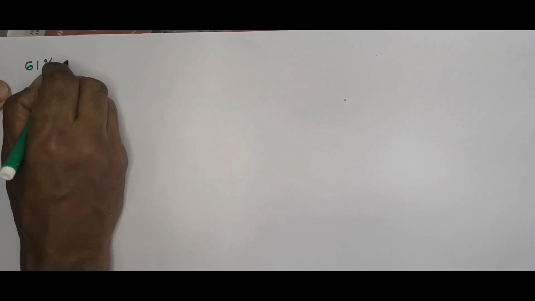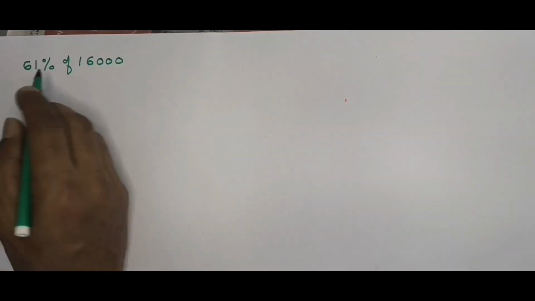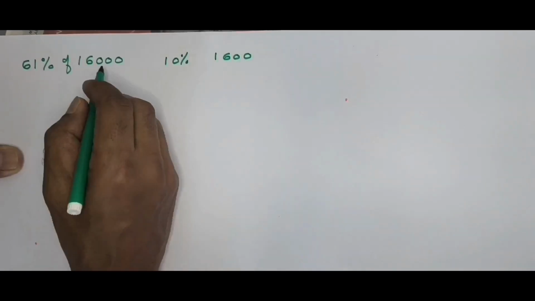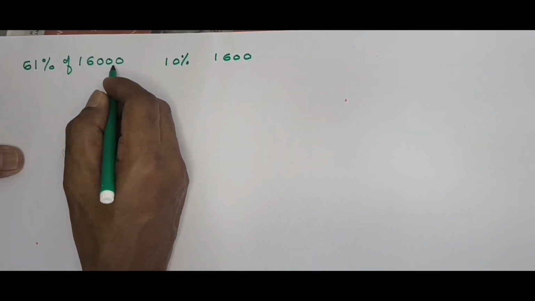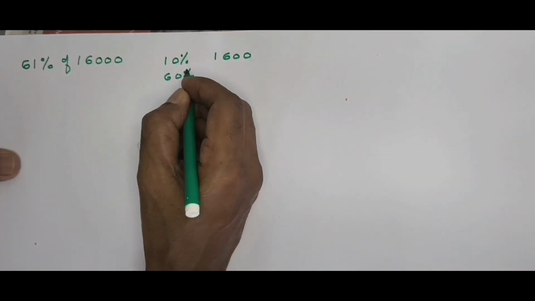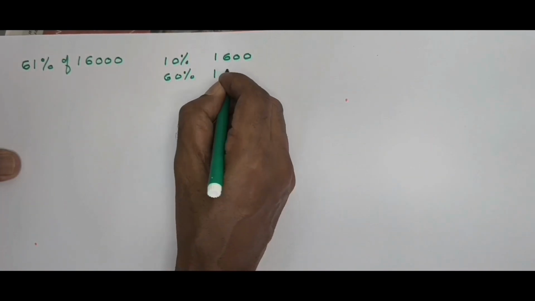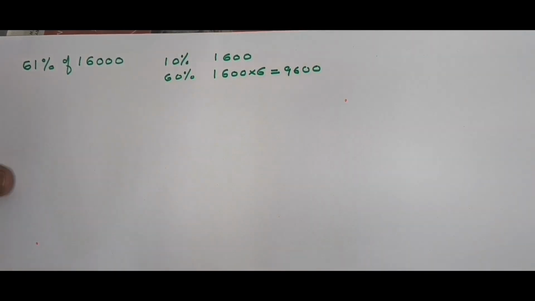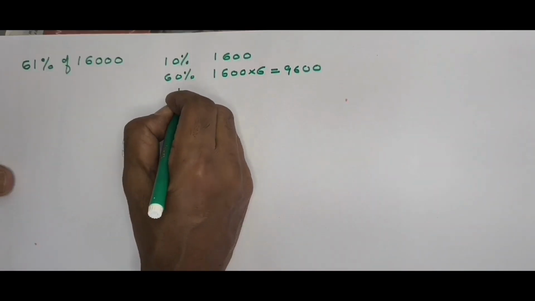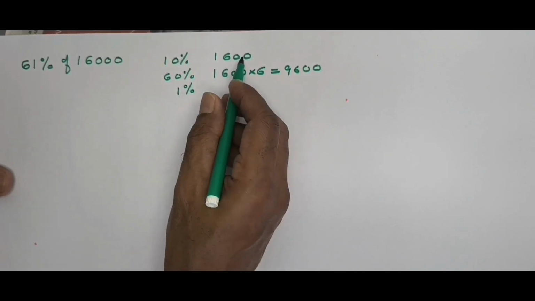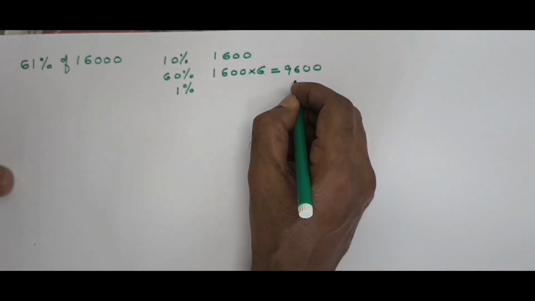Now look at this problem. Find out 61% of 16,000. You first find out 10% of 16,000, which is nothing but 1600. I'm removing this 0 using whatever I showed you before. Then 60% will be what? 6 times this. That means times 6, 9,600. Now you need to find out 1%. See, 10% is 1600. So for 1%, you remove one 0 from 1600, you get 160.